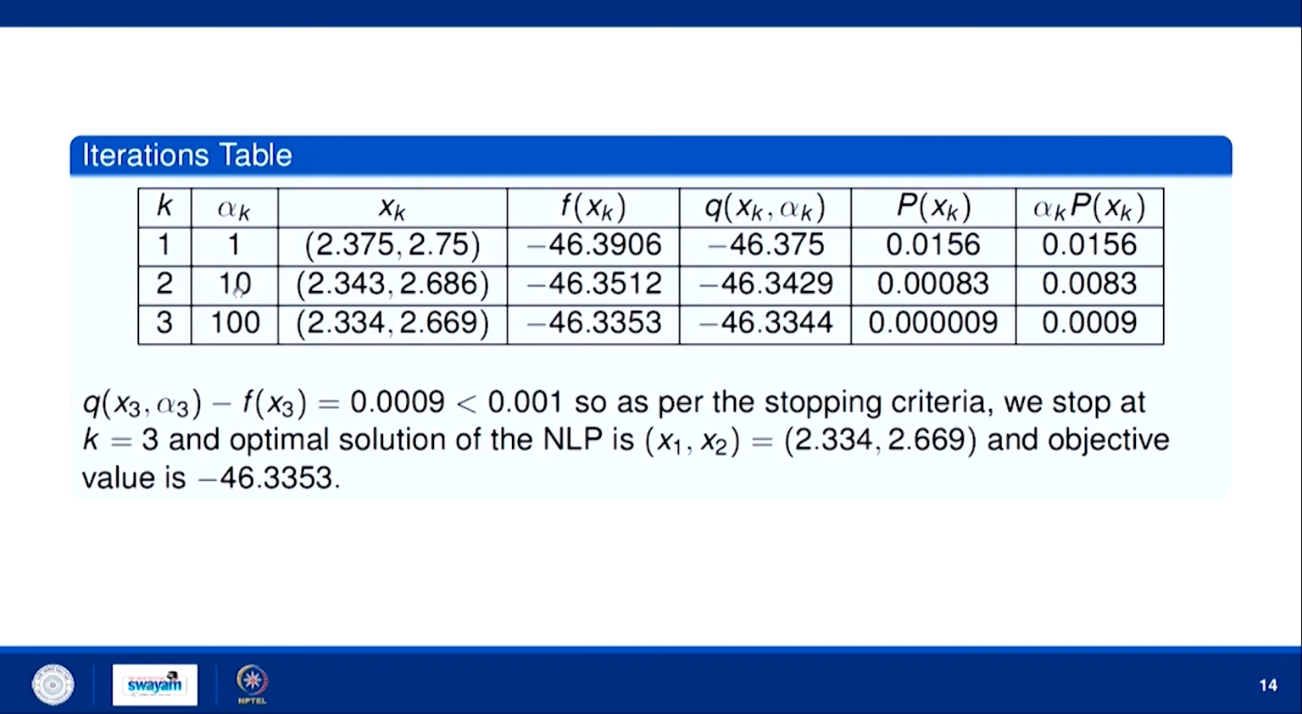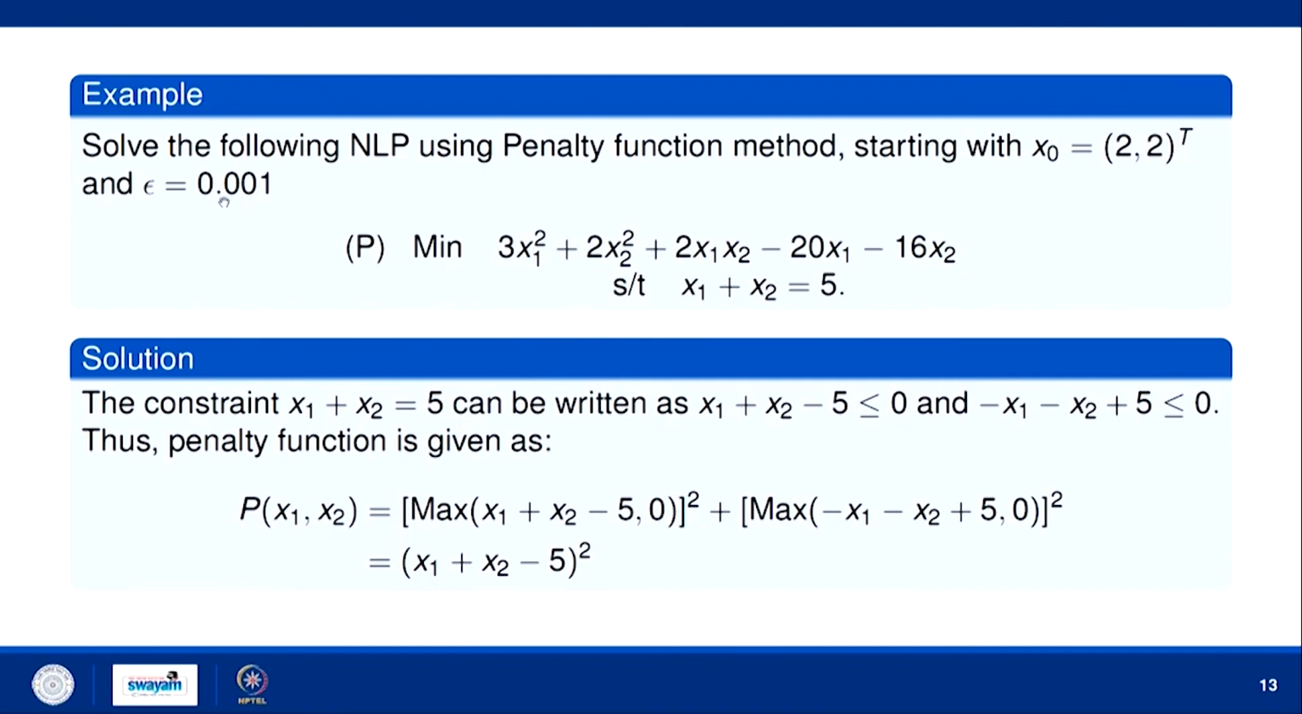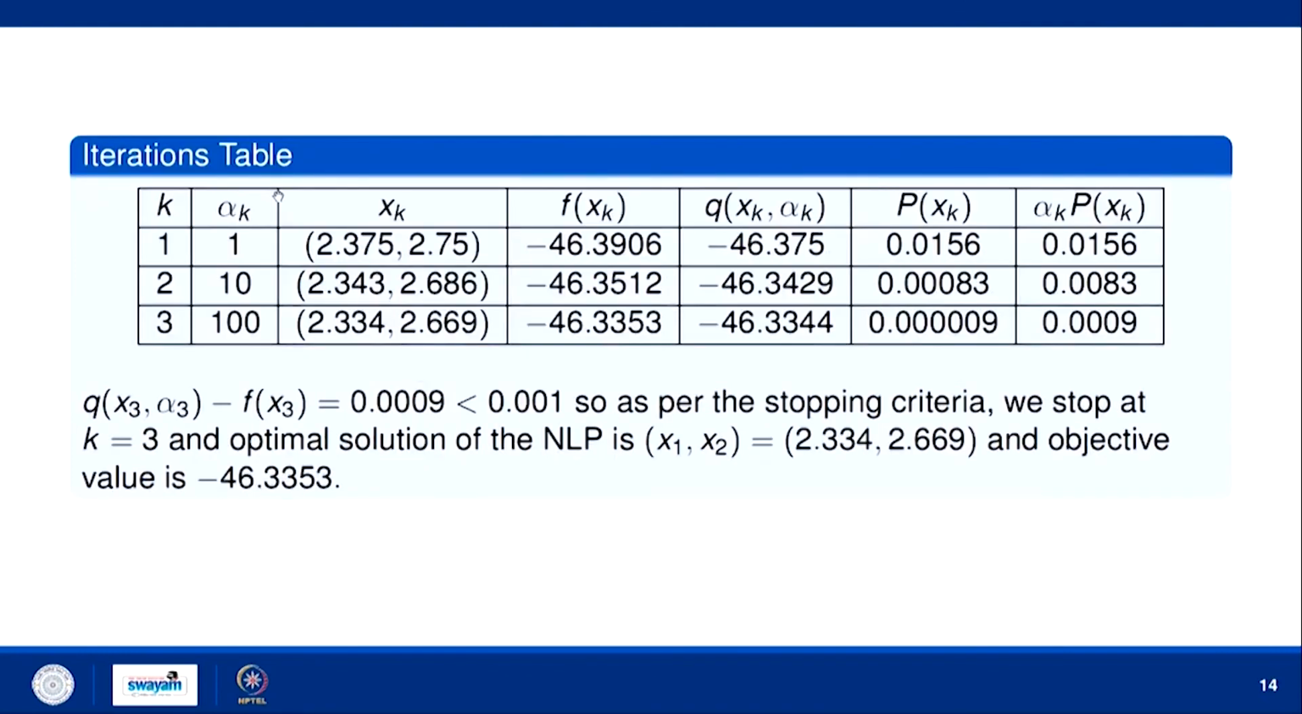Now, take alpha 2 equal to 10. If alpha 2 equal to 10, apply the same algorithm, find out the optimal solution, same iteration, we will get this row. And for alpha 3 equal to 100, the optimal solution comes out to be this. Now, here this is 0.0009, which is less than 0.001 as given in this problem as a stopping criterion. So, we will stop here.